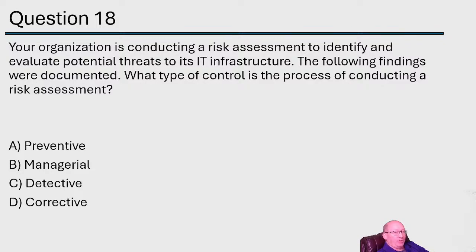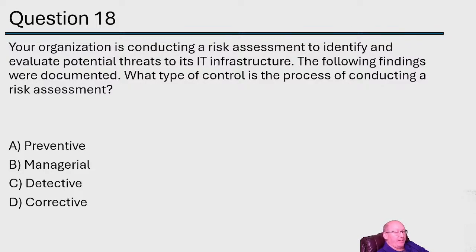C, detective control. I think we know it's not a detective control. And I think we can rule out the corrective control as well. It really comes between A and B. A and B are going to be our top two. I'll give you 5 seconds to choose between A and B, just in case you got it wrong. All right. What type of control is the process of conducting a risk assessment?